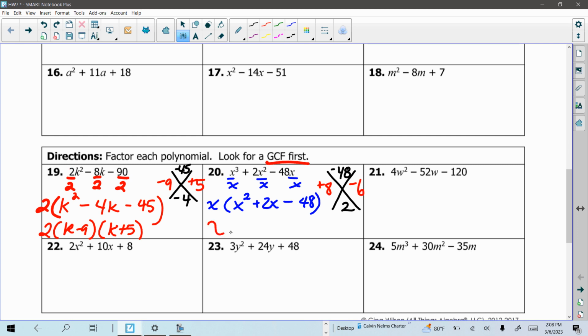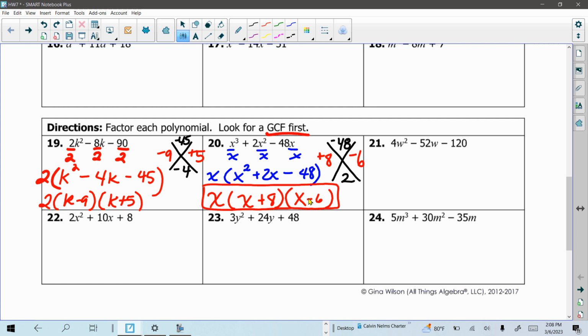So you keep the x outside the parentheses. x plus 8 would be the next parentheses. And then x minus 6 would be the following. And this would be our final answer. Remember, keep the GCF in front of the parentheses. So when you get down here, you want to try for a GCF first and then do your X puzzle.